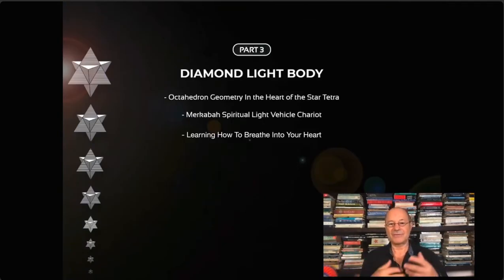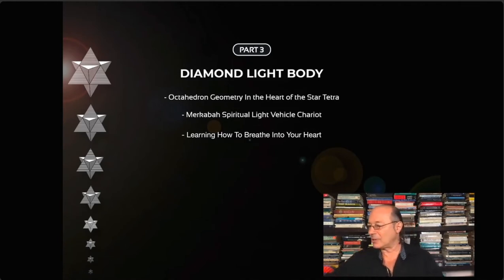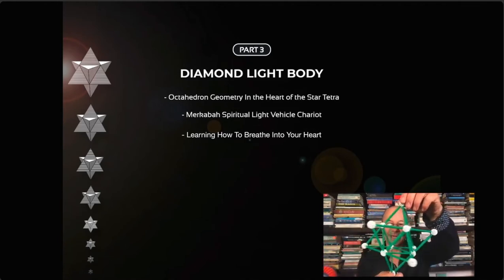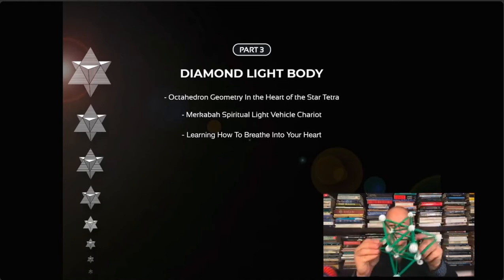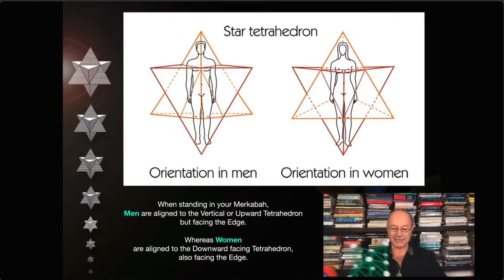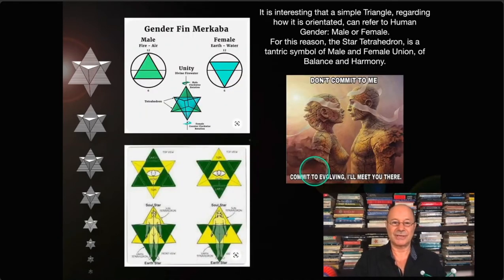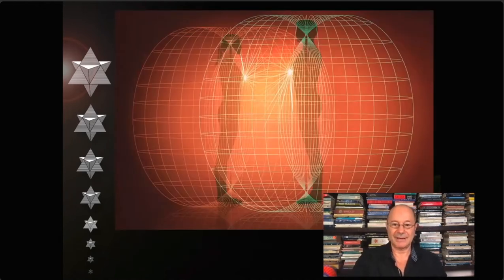So, the part 3, the reason why I'm calling this the diamond light body is that we want to know what's inside the tetrahedron. If we were to peel off these 8 tetrahedron, what's the central geometry inside there? So when you're standing in your Merkaba field, the male is facing the upward tetra on the edge, and the woman is facing the downward triangle, because that's their symbols. So that's called the orientation. And like I said, it's a tantric symbol. The upward and the downward triangle form the Star of David. It's a male and female union of balance and harmony.